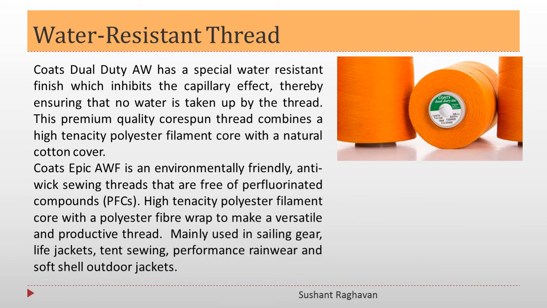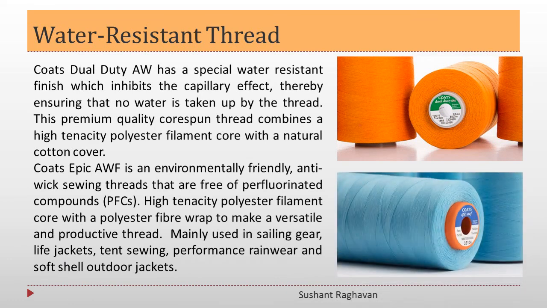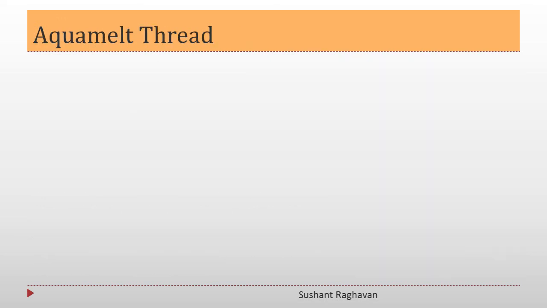Quartz Epic AWF is an environmentally friendly anti-wick sewing thread that is free of perfluorinated compounds. High density polyester filament core with a polyester fiber wrap to make a versatile and protective thread. Mainly used in sailing gear, life jackets, tent sewing, performance rainwear and soft shell outdoor jackets.